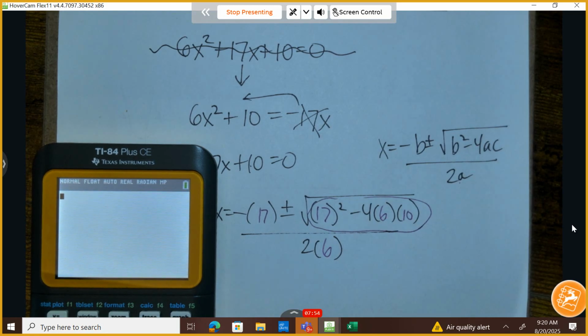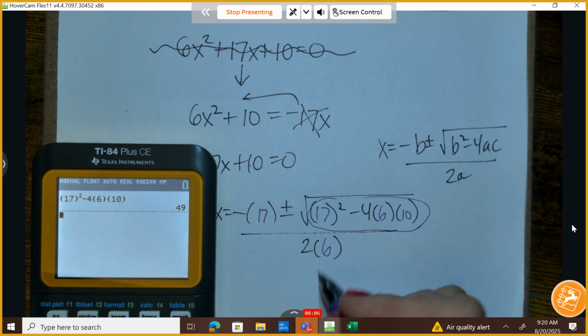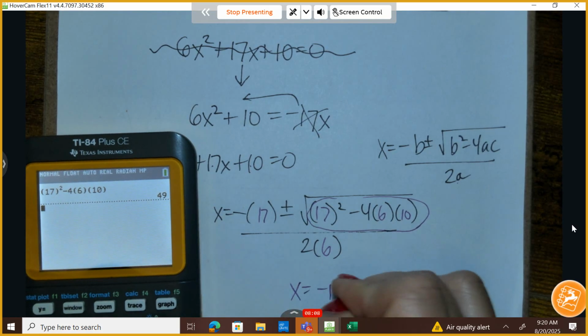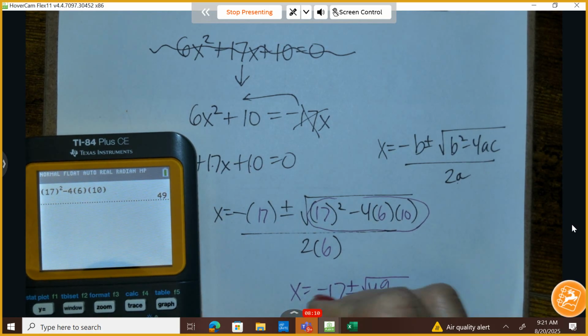This is called the discriminant. We are now going to plug that in. We're not going to include the square root. So we have 17 squared, subtract 4 times 6 times 10, and I end up with 49. So let's write this down. I have x equals negative 17 plus or minus the square root of 49 over 12.